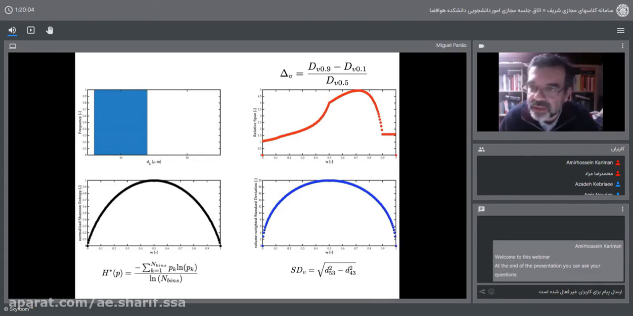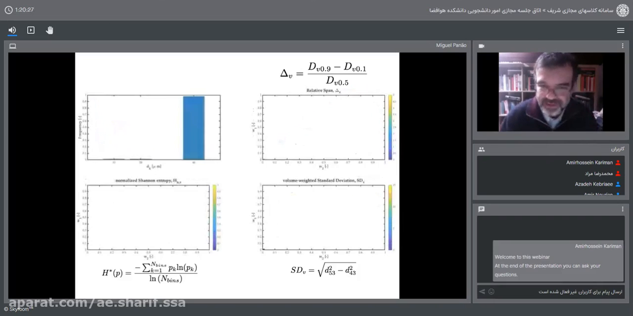What about the relative span? Very strange, right? Why is the maximum close to 70%? Very, very strange. But at this point, I thought, well, sprays are made of multiple sizes. So I should have at least not 2, but 3 sizes.